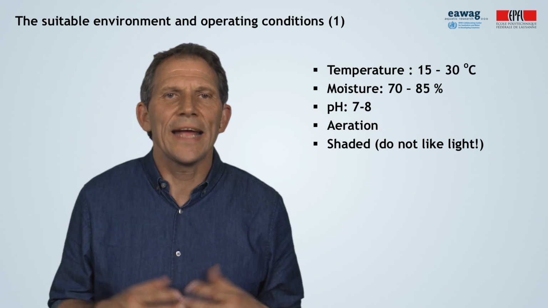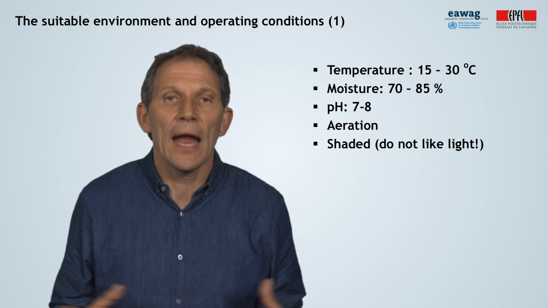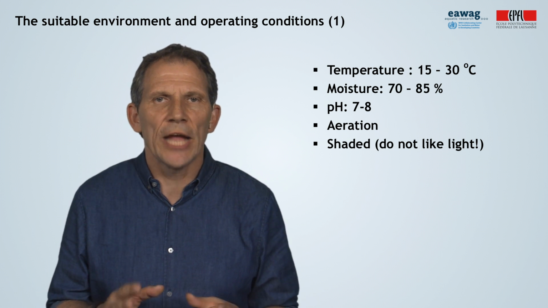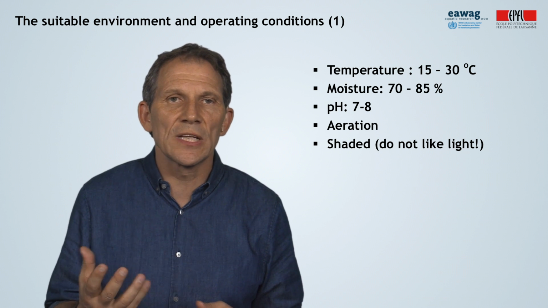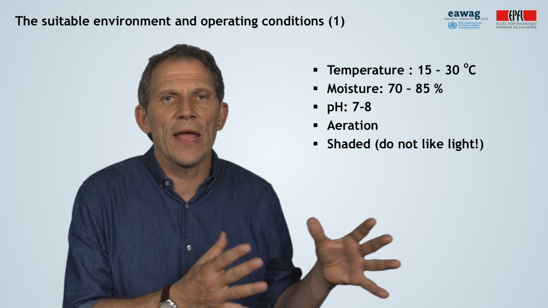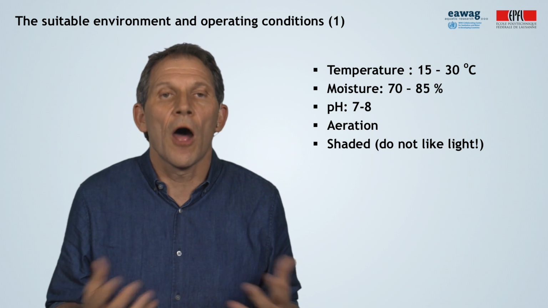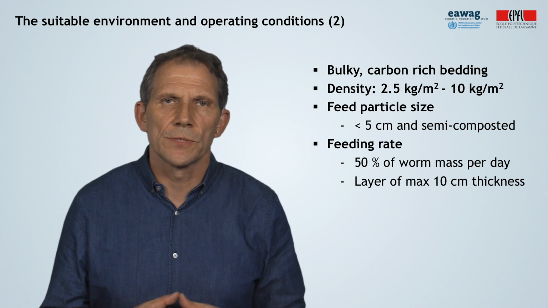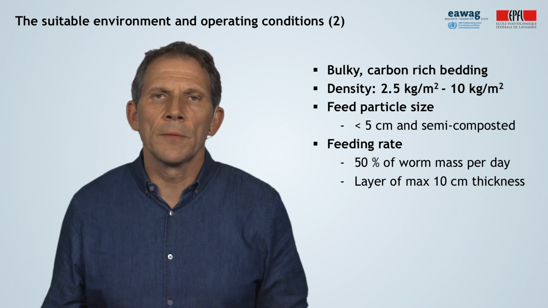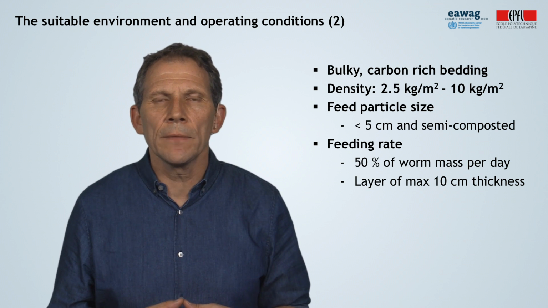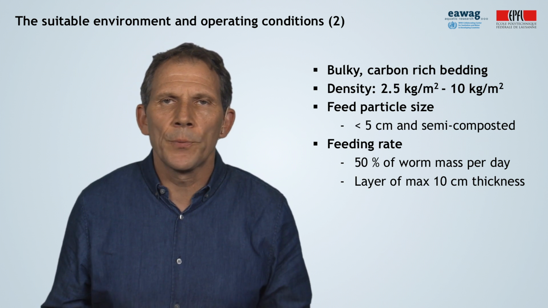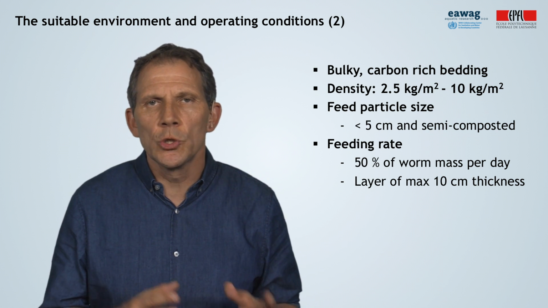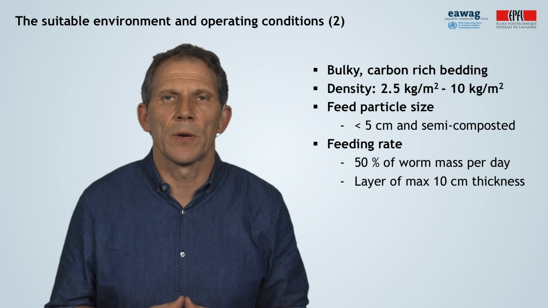Worms need air to breathe, so the system should be aerated. And worms do not like light, so we should keep them shaded, and we can actually use the light if we want to move them away from somewhere, for instance, to harvest the vermicompost. Let's look at some other operating conditions. We should provide the worms with bulky carbon-rich bedding. Typically, this is shredded paper or cardboard. Stocking densities are recommended between 2.5 and 10 kilograms per square meter.